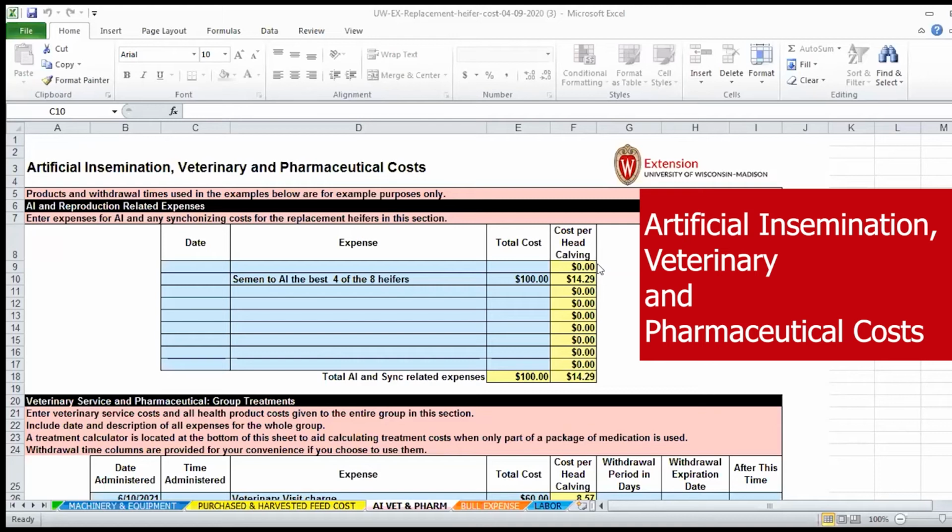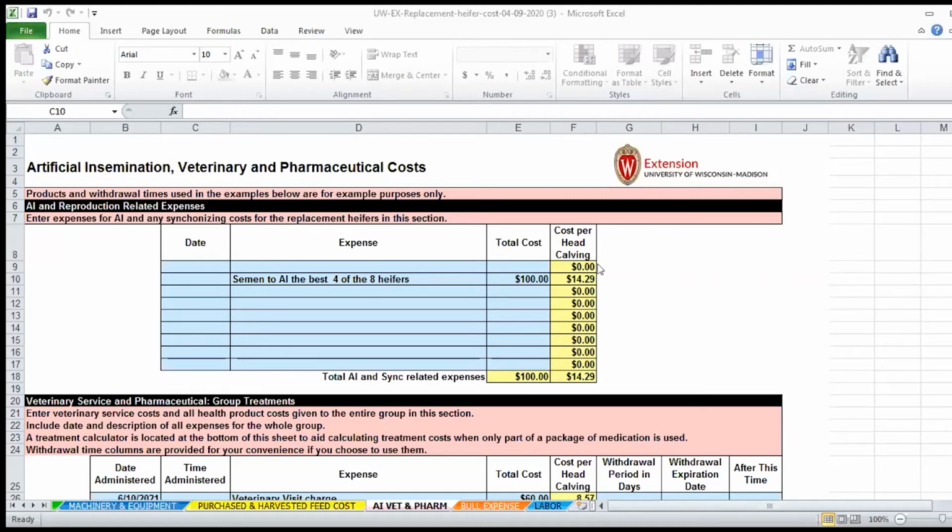The Artificial Insemination, Veterinary, and Pharmaceutical tab is where you can record expenses associated with breeding, pharmaceuticals, and veterinary services for both the entire group and on an individual basis. In the AI and reproduction related expenses, you can plug in the date and the costs, such as semen, CIDRs, or hormone shots, and their total costs, and it'll calculate the cost per head calving.